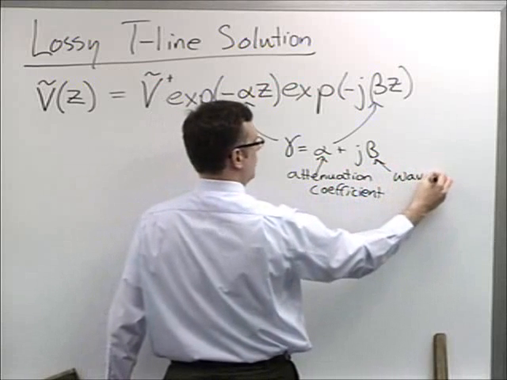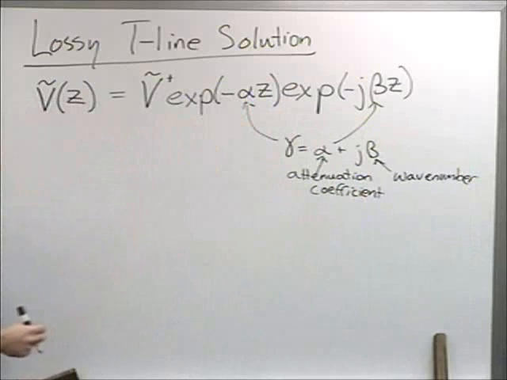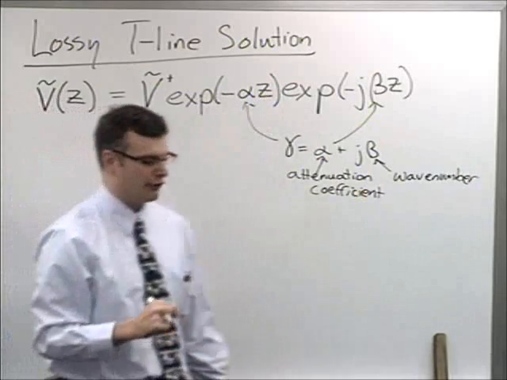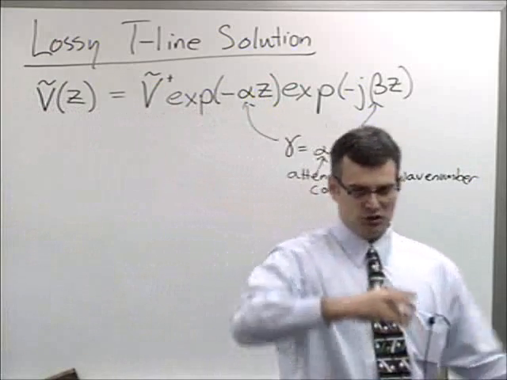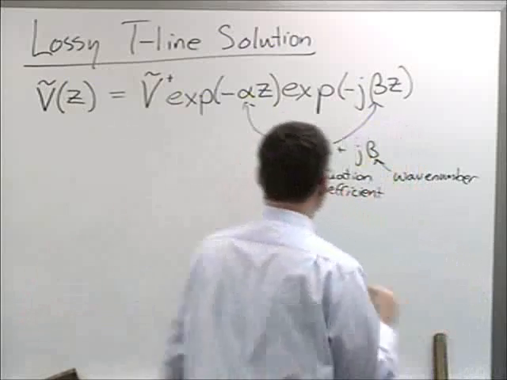In addition to a wave number, and that manifests itself in exponentially decaying amplitudes in the positive z direction for a forward propagating wave. And of course, for the backwards propagating wave, it's the opposite. It decays in the negative z direction.